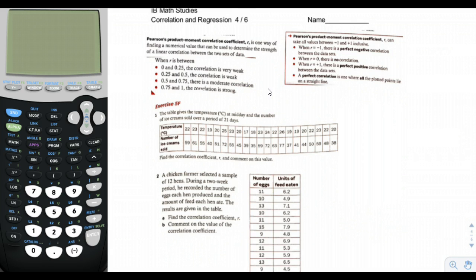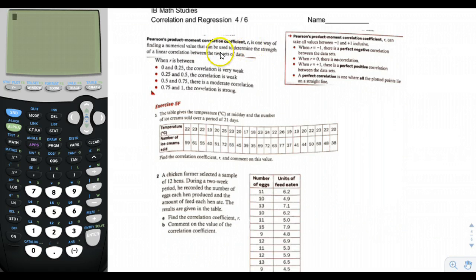We're not going to eyeball it anymore. We're going to use the calculator's computing power to calculate exactly the equation of the line. So, before we start that, we're going to talk about Pearson's product moment correlation coefficient. Pearson, who we know from other things we've already studied, like chi-squared, also created the correlation coefficient, which is the letter R, the variable R.